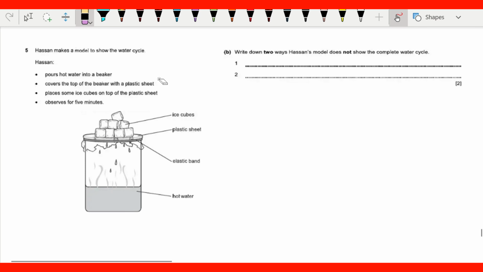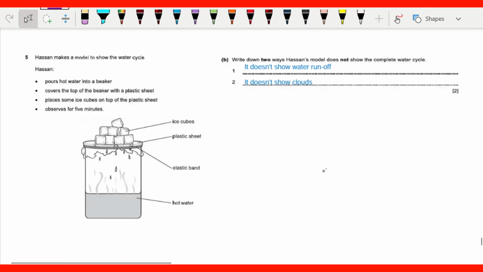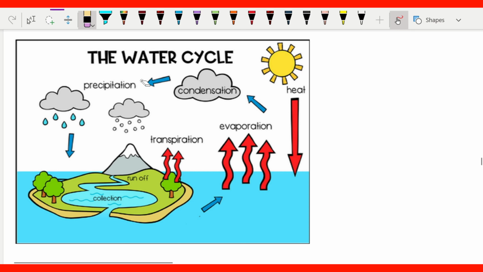Okay, let's check out the answer, guys. So it doesn't show water runoff, it doesn't show clouds. Let's see the explanation a bit more. Well, guys, this is the water cycle, and just now our answer was it doesn't show the runoff. Alright, and it doesn't show the cloud here. So this is the complete water cycle.